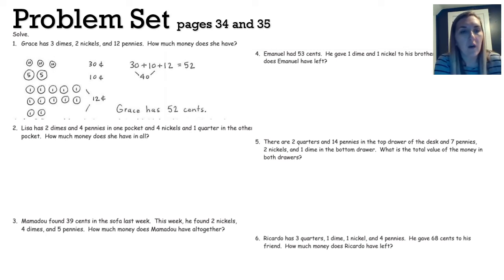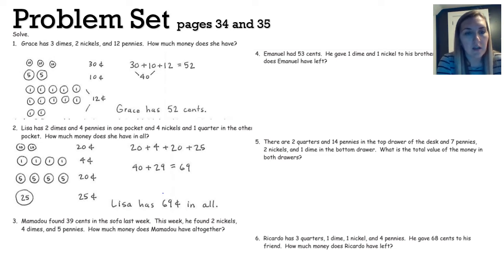Answers for problem 1. Look at the picture. Please compare your work to my example. Number sentence, 30 plus 10 plus 12 equals 52. Grace has 52 cents. Put a check mark or star next to this problem if you got it correct.